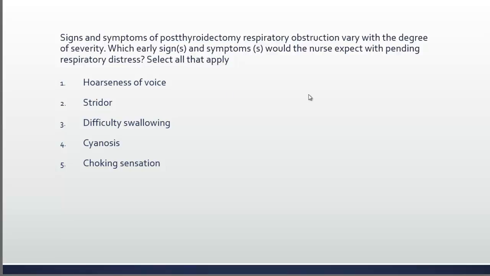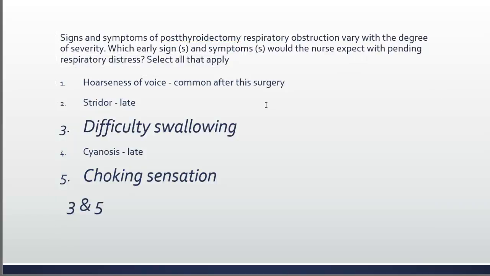Signs and symptoms of post-thyroidectomy respiratory obstruction vary with the degree of severity. Which early signs and symptoms would the nurse expect with pending respiratory distress? Select all that apply. So, you think about it. First, you need to know, of course, what the post-thyroidectomy respiratory obstruction is. And probably the key word in this is early. What's the early signs and symptoms? Early signs and symptoms of what? Pending respiratory distress. Okay.